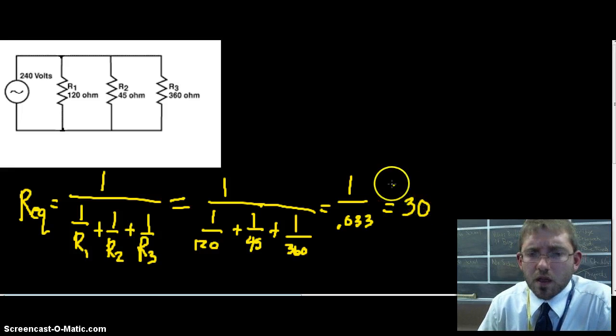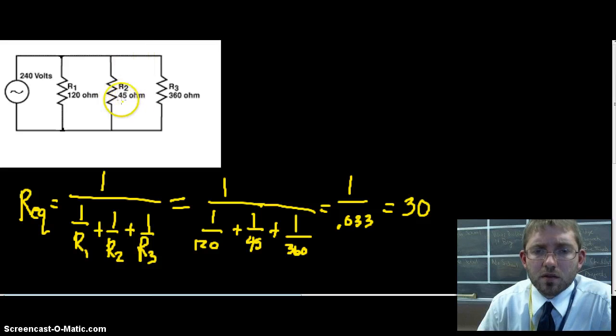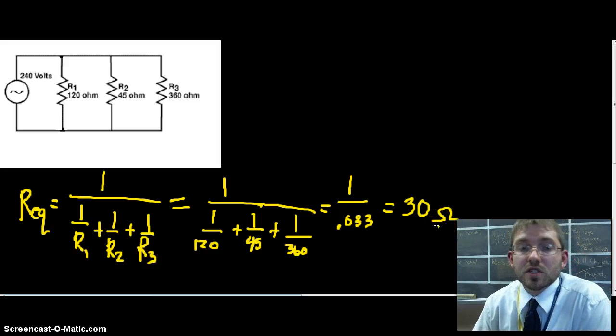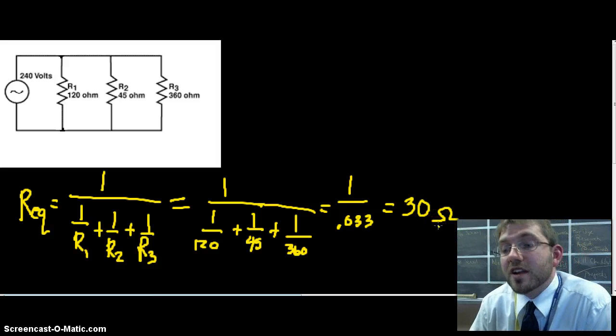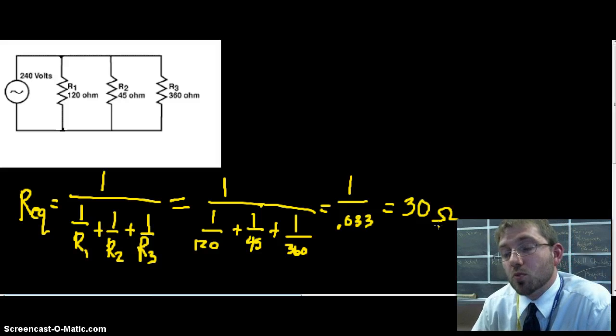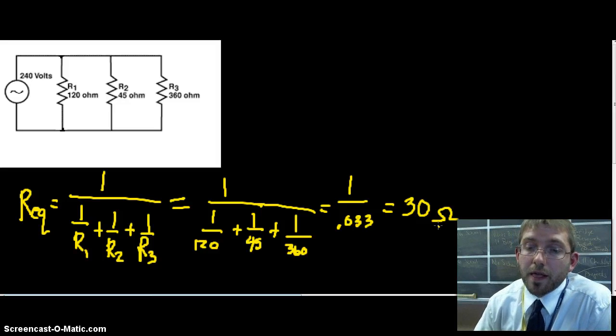Okay, so perhaps I was a bit off in my original estimation here, but in either case, we do find the equivalent resistance to be less. Let's just say that. We find it to be less than the smallest resistance value that we have. You will never have an equivalent resistance be any larger than the smallest value you're given.